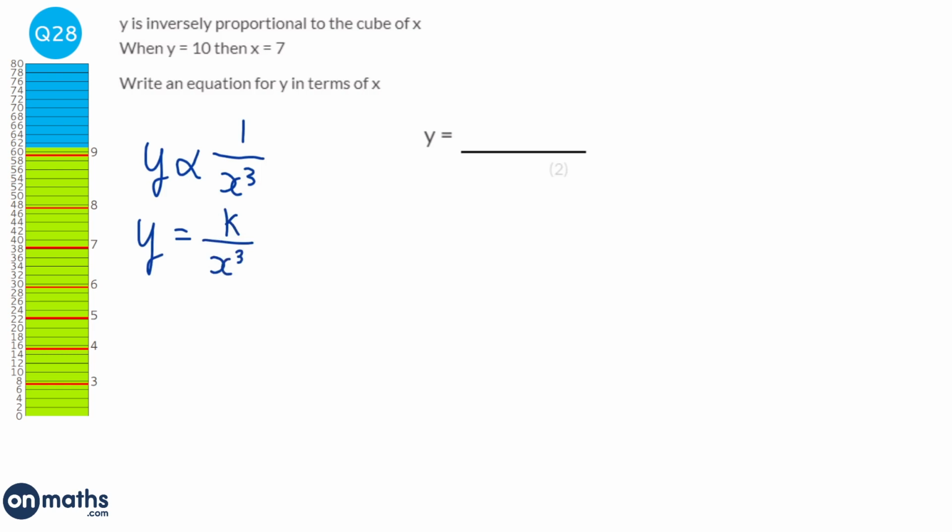Okay, now we need an instance where we know what y is when x is something, and here we do have that. So we've got y is 10 and x is 7. So we're going to feed those numbers into this equation that we've made. So it's going to be 10 equals k over 7 cubed, or 10 equals k over 343. Okay, and then we're going to multiply both sides by the 343.